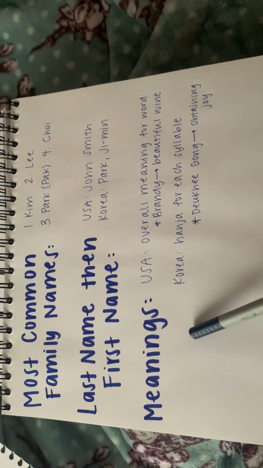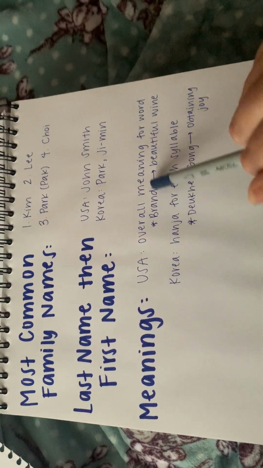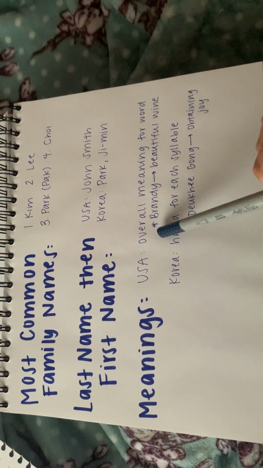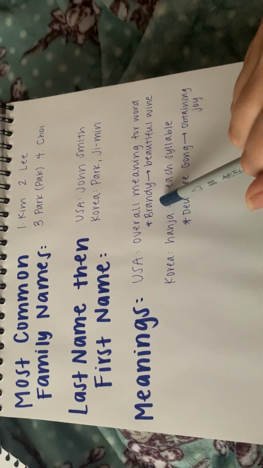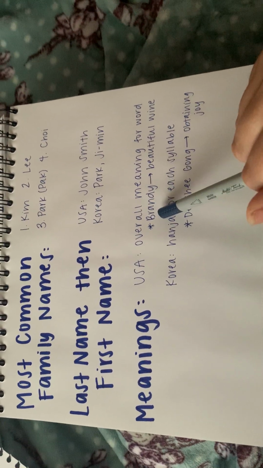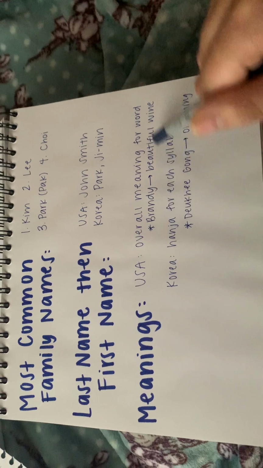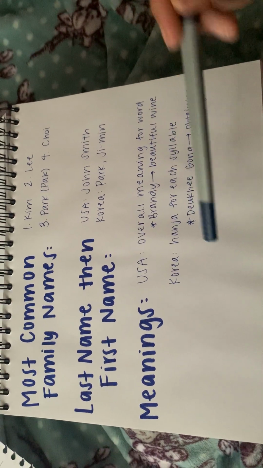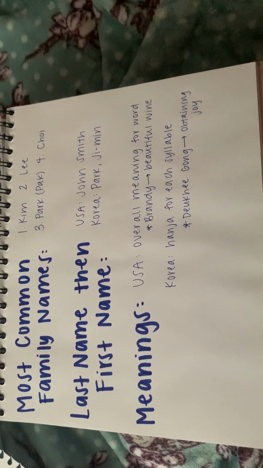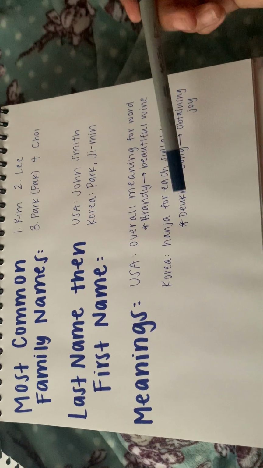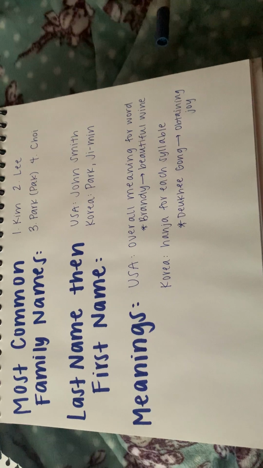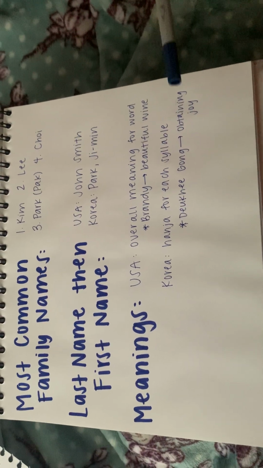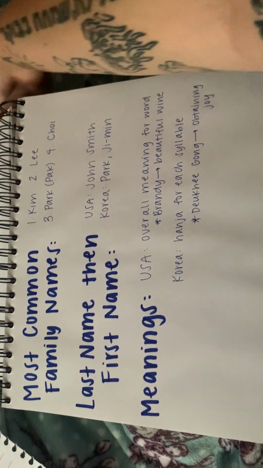As far as meanings, in the US, we have an overall meaning for the entire word of our first name. So my nickname is Brandy, and the entirety of the meaning of my name is a beautiful wine. Whereas in Korea, we have hanja for each symbol. So for your name, Dukegong, I hope that I'm saying that right, it means obtaining joy, and that's for syllables rather than the entirety of your name.